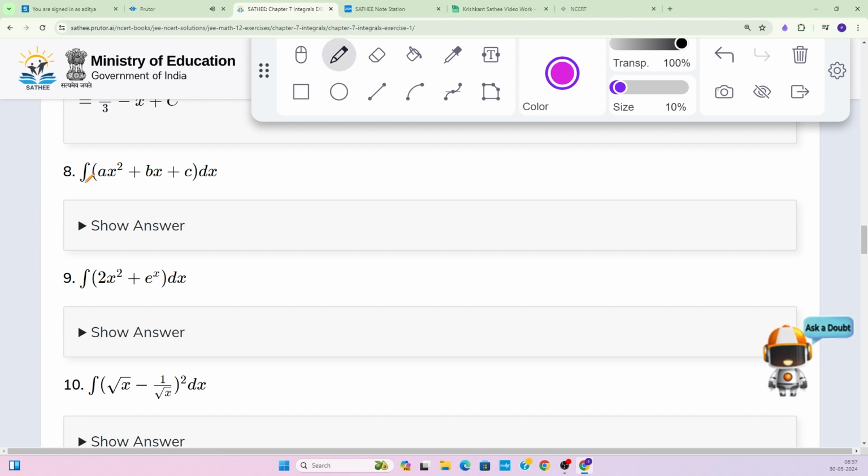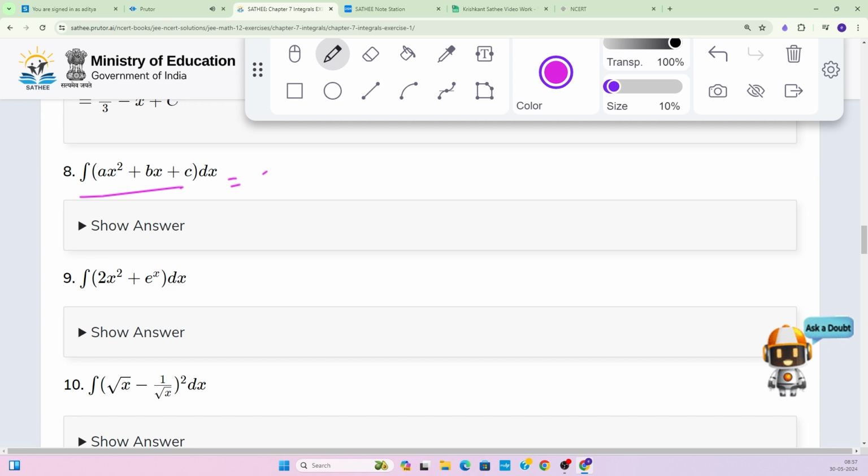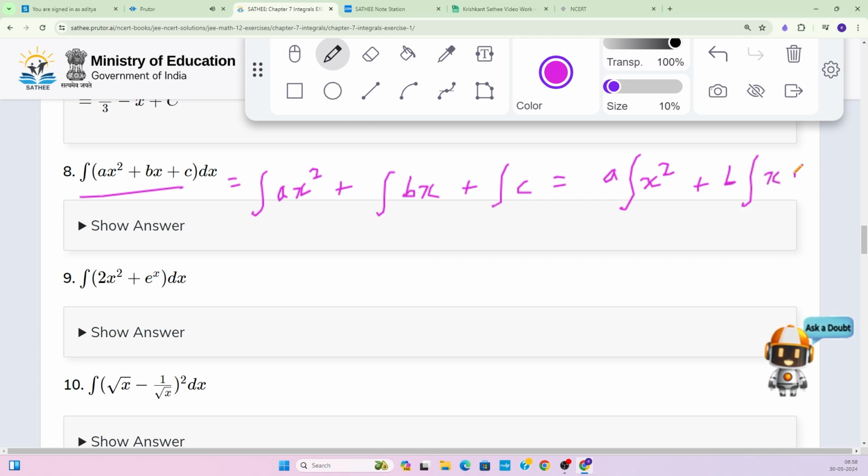Okay, now this integration will be separating the subparts. You will get integration of ax square plus integration of bx plus integration of c. Now a, b, c are constant. You can take them out. What you will get? You will get a times integration of x square plus b times integration of x plus c times integration of 1.